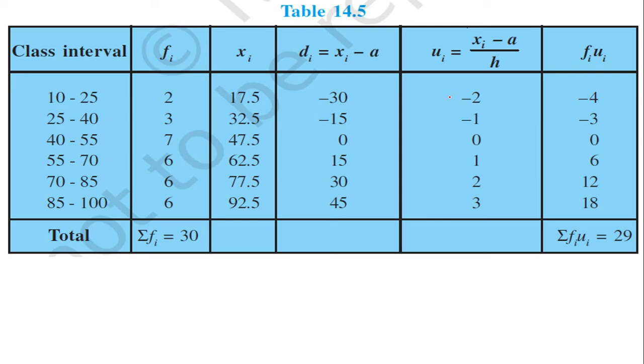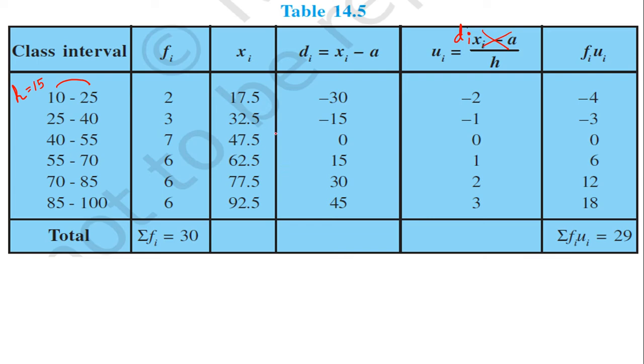Now wait, let me tell you that ui is now common: ui is xi minus a, and xi minus a is nothing but di. So instead of xi minus a, you can also write di, if you don't want to write xi minus a. And upon h. So h is your class interval, and that is nothing but 15 here. So h is equal to 15.